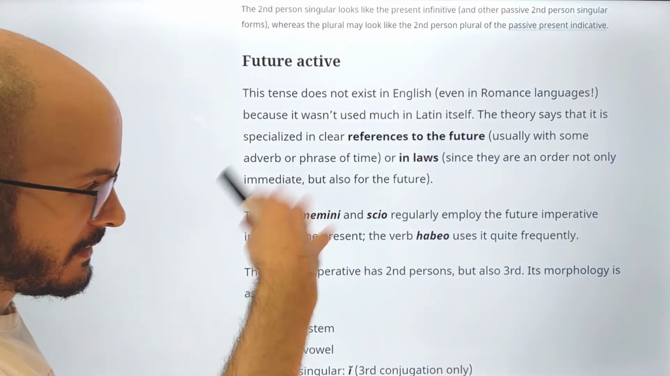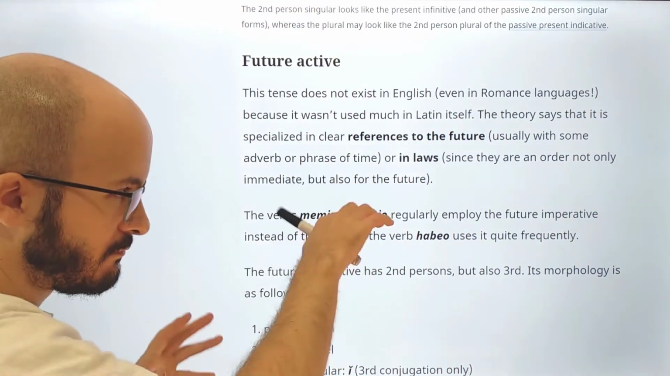The verbs, this is information. Now this is different information.